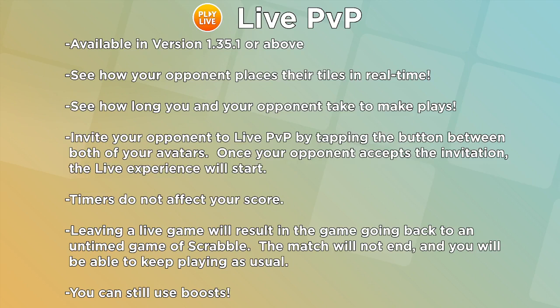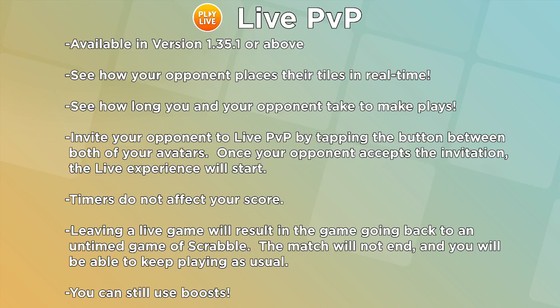It also adds a timer component where you can see how long both you and your opponent are taking to make your plays. You can see how long the two of you have been spending on this particular game. And how it works is you see that button at the top of your screen, that orange Play Live button. You tap that button to invite your opponent to accept the request. And if they accept, you'll start playing live PvP right then and there.